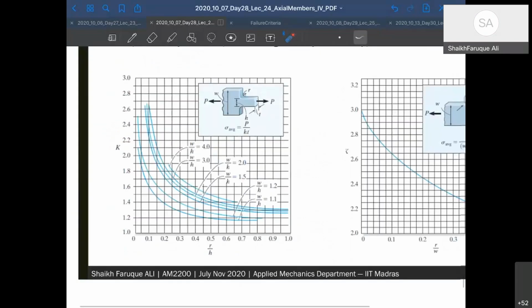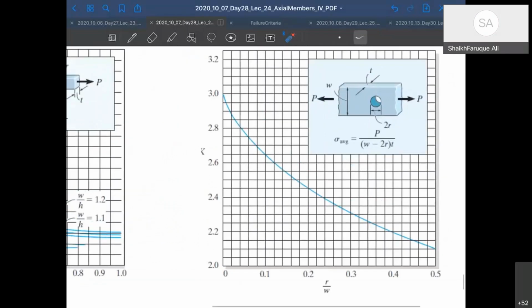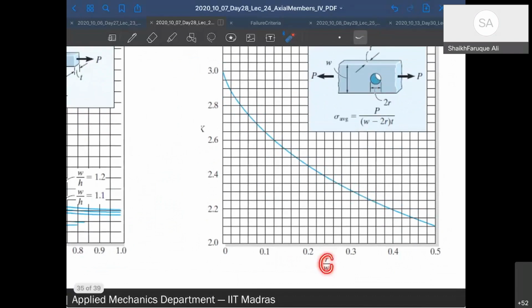All right. So now when you have a hole, same thing. When you have a hole with a diameter of 2r, it will also depend on that. So it's r by w here. W is the full width. R by w, and this is a stress concentration factor. Okay. So that's also a curve like this.